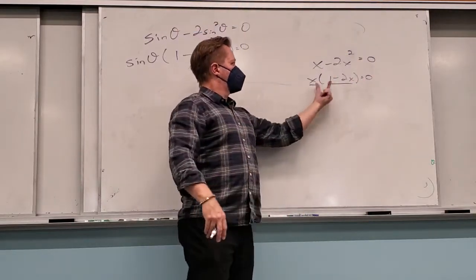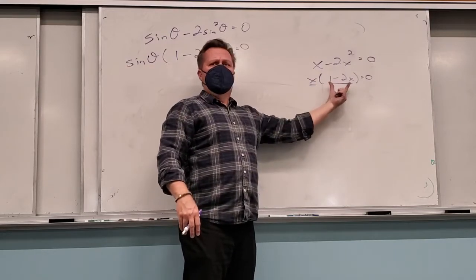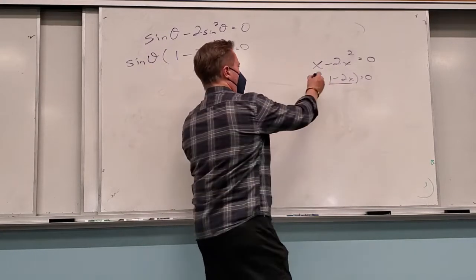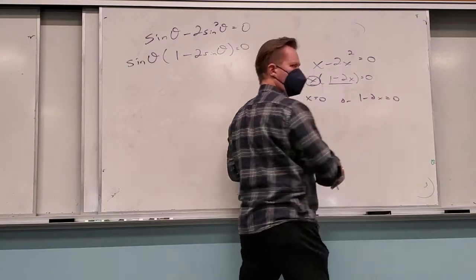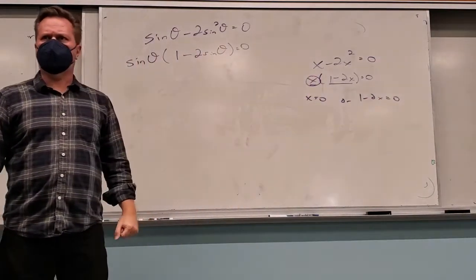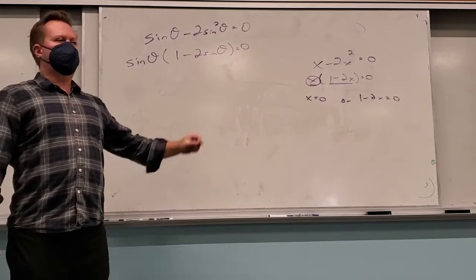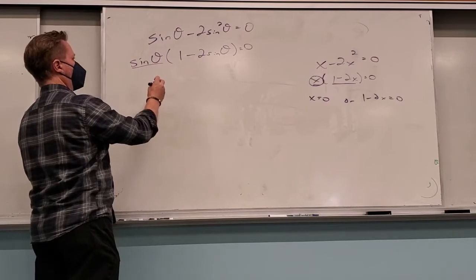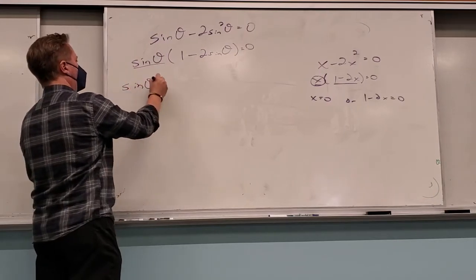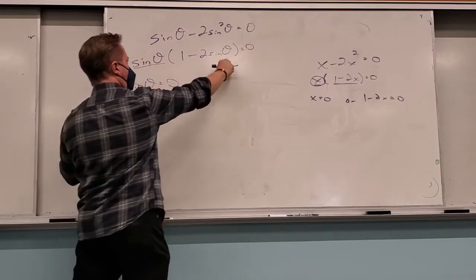Well, come on guys, what do you do? Yeah, either this is 0 or this is 0, right? Is that cool? That's the basic idea, and then you solve for x, no big deal. So what do I do here? Either this is 0, right? If sine theta is 0, isn't this whole thing 0?